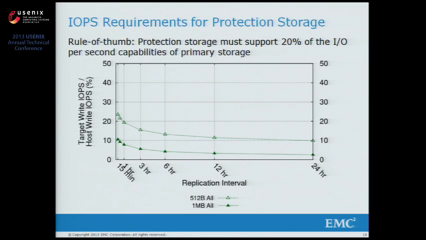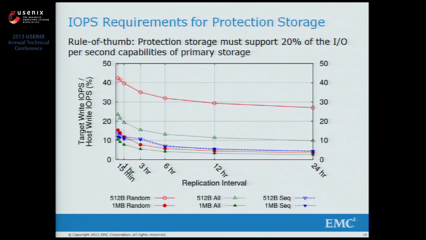And you can see that looking at all the traces, we have the green lines here, and they start off at around 25% of the I/O per second requirements and drop to around 10%. And so our rule of thumb is that protection storage needs to support about 20% of the I/O per second requirements of primary storage and continue to scale that way in the future. If we look at the highly sequential traces, again, they're very tightly grouped, and they're somewhere above 10% and end around 5%. Looking at the highly random traces, the I/O requirements are much higher, and that's because these traces are just jumping from non-consecutive block to non-consecutive block and have much higher I/O per second requirements.